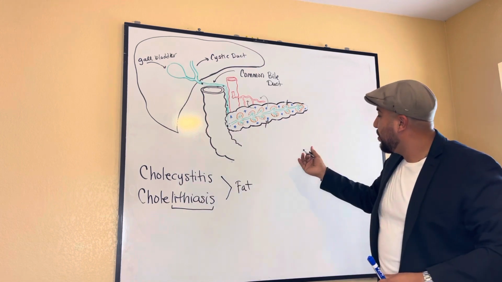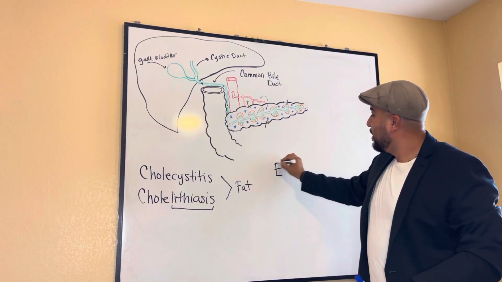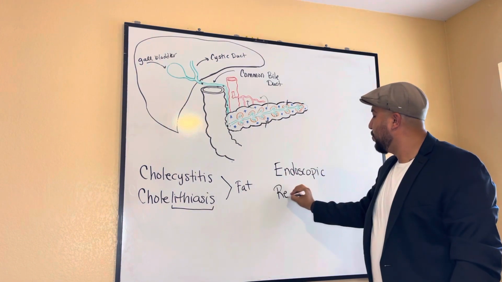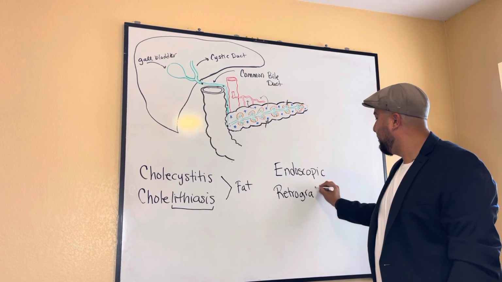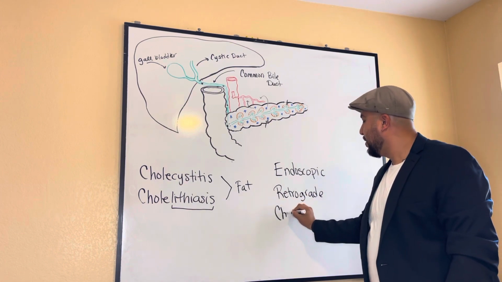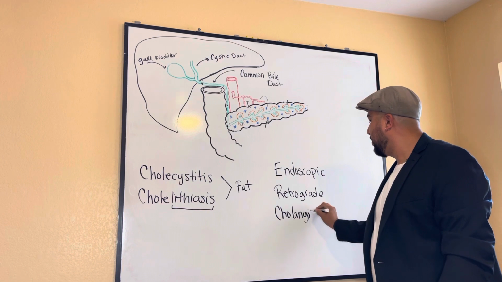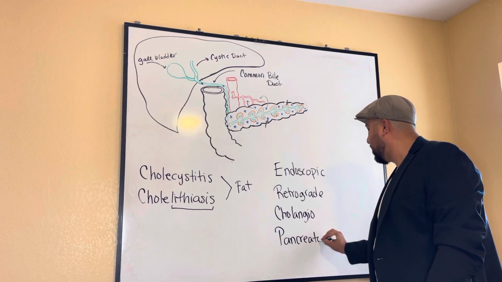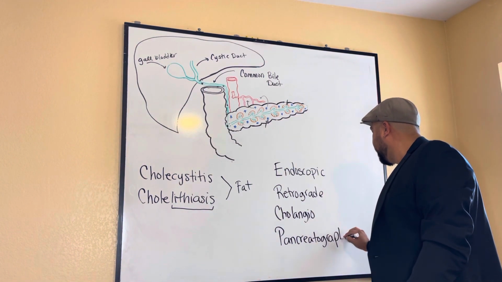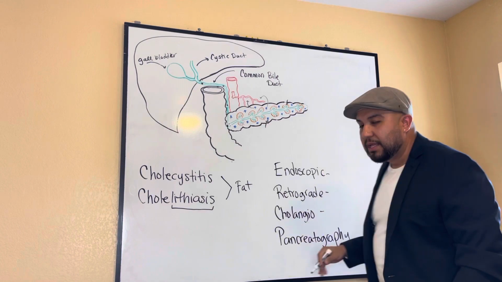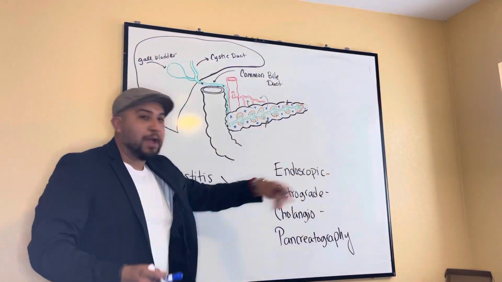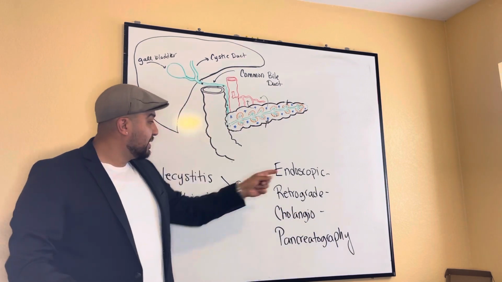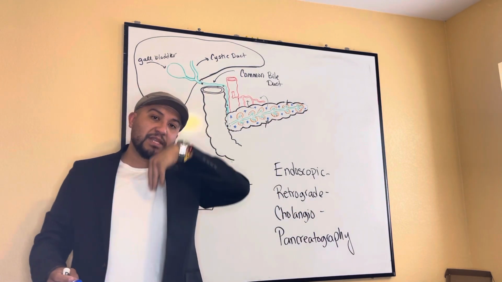There is a procedure called endoscopic retrograde cholangiopancreatography. It's a mouthful, right? Endoscopic is one word. Retrograde cholangiopancreatography. Well, this is an endoscopic procedure, a procedure that goes inside the body through the mouth.